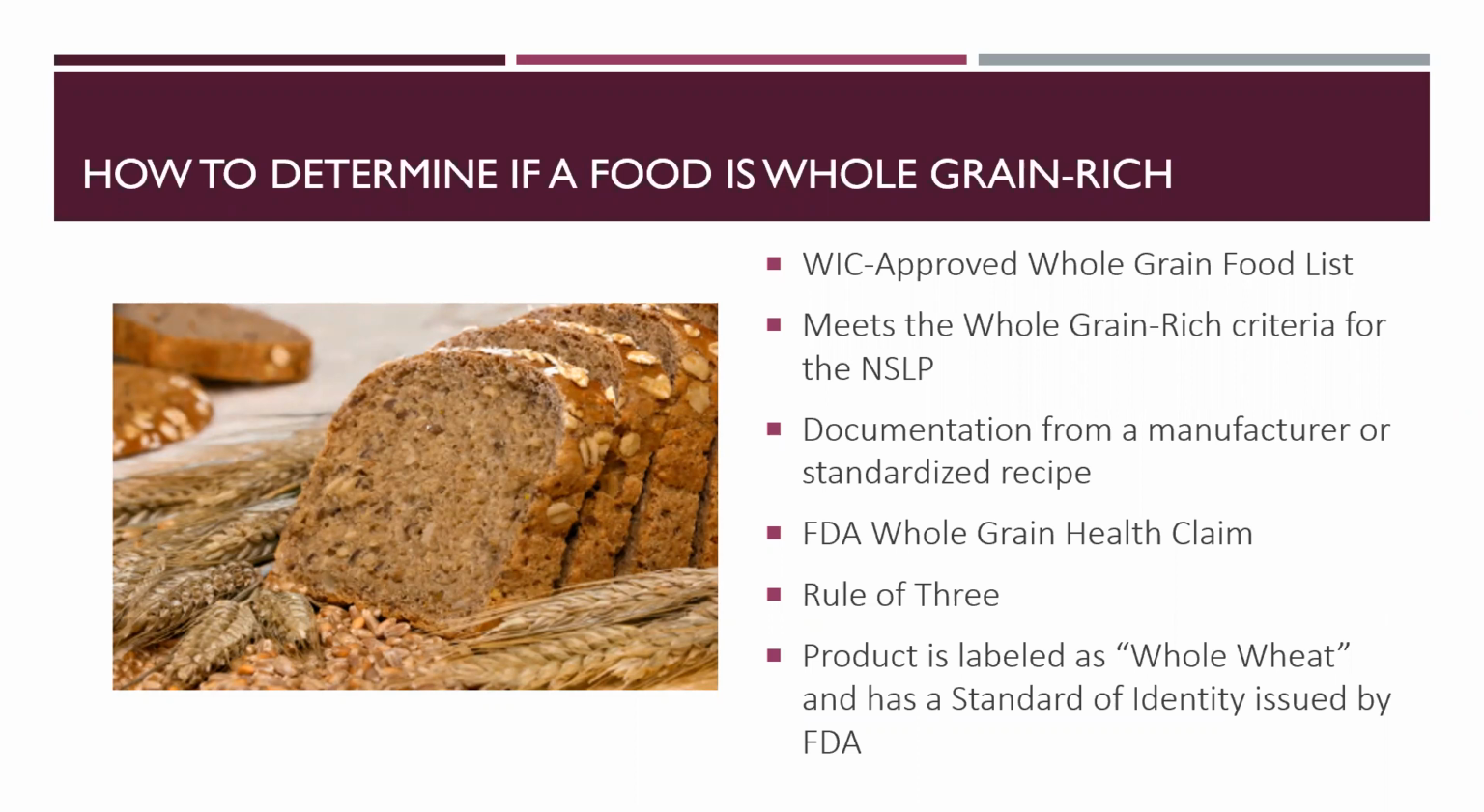The rule of 3 requires you to look at the first 3 grain ingredients that appear in the ingredient list on the product package. Also, we can look at documentation from a manufacturer or standardized recipe and know that anything that meets the whole grain rich criteria for the National School Lunch Program also works for the CACFP meal program.